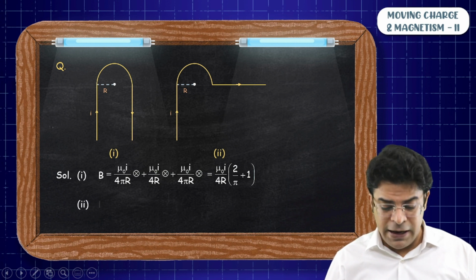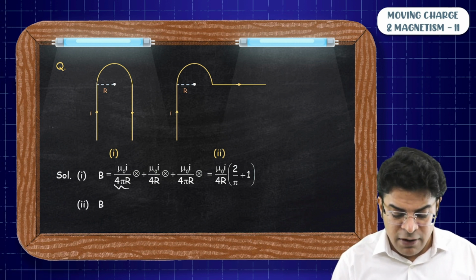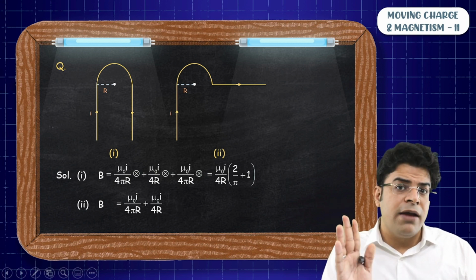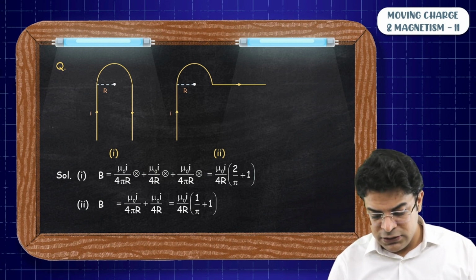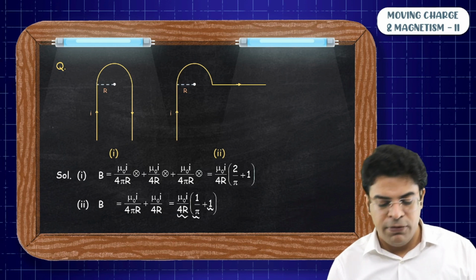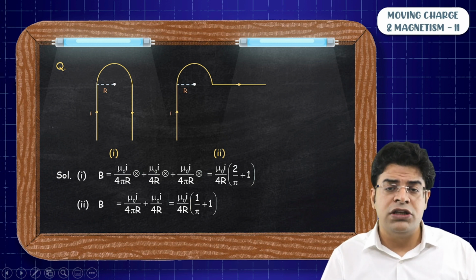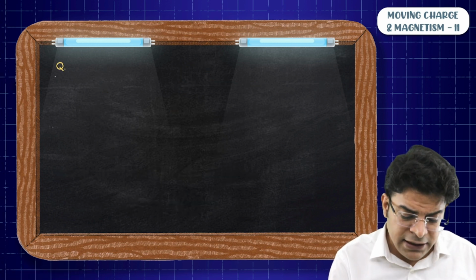So the strength of magnetic field in the second case will be mu naught I by 4 pi r inward plus mu naught I by 4r inward. You can take mu naught I by 4r common. So what you get is mu naught I by 4r times 1 by pi plus 1. This is how easy the questions are. Let's practice more questions for better understanding. Let's think of this question.